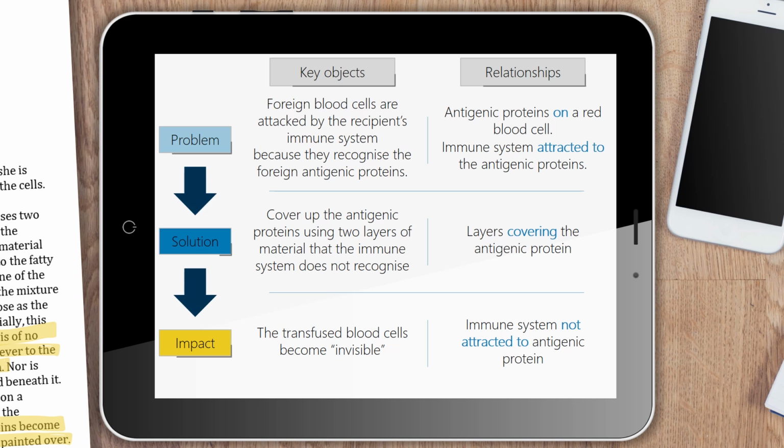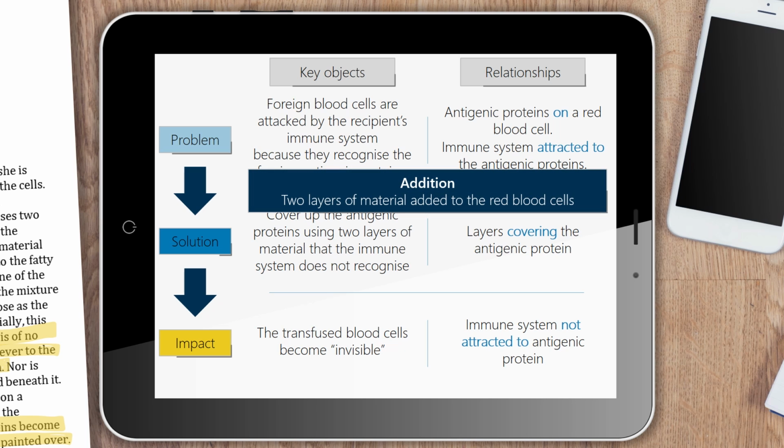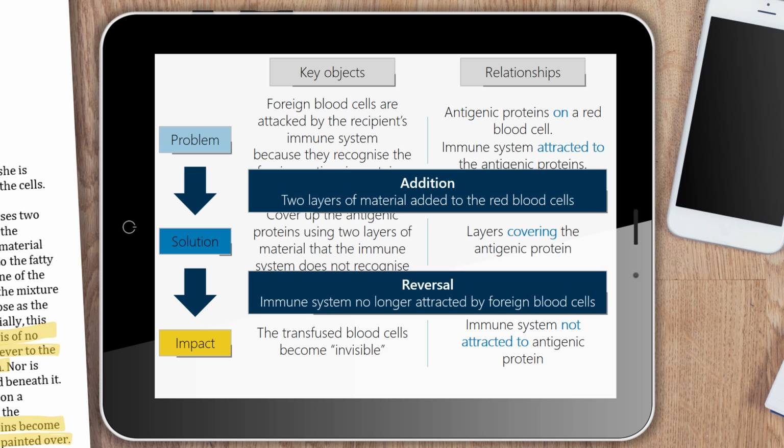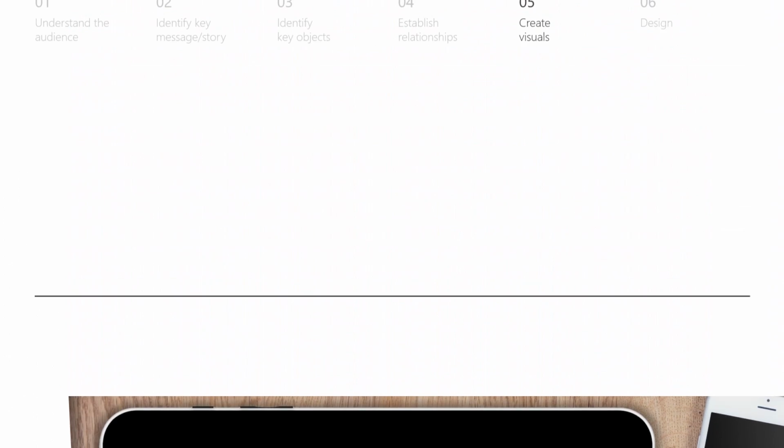It's also important to check that the story flows between the stages you've built up. Think about the changes in the relationship that you have and check that they support the story. Is something being added or subtracted? Are 2 or more things being combined? In this case, an addition with 2 layers of material added to the red blood cells, and a reversal where the immune system is no longer attracted by foreign blood cells.